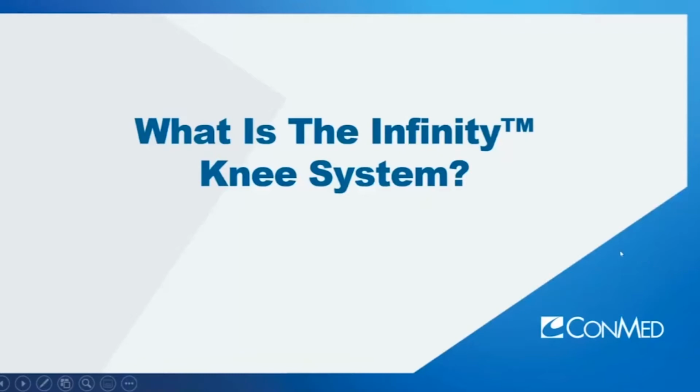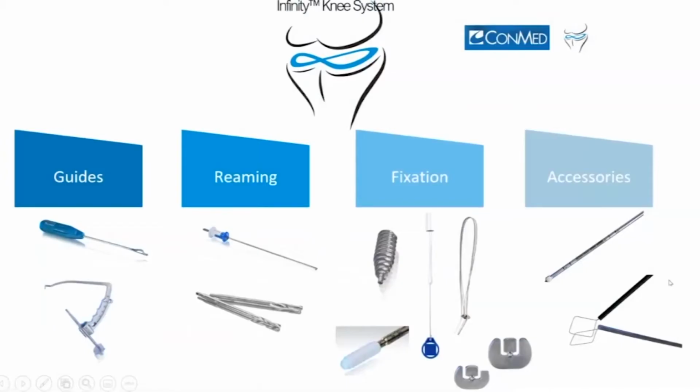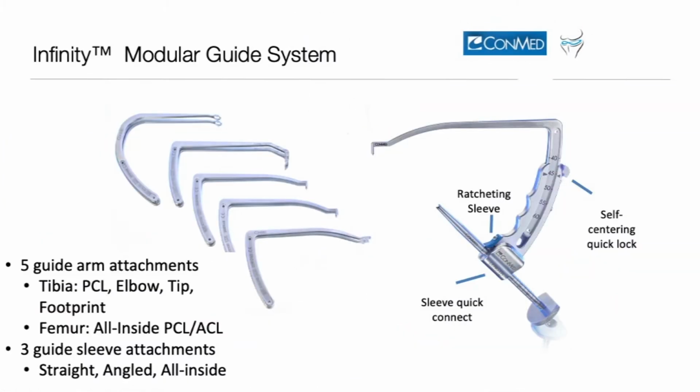So what is this Infinity knee system? Essentially, this is a whole new comprehensive and reliable ligament reconstruction system that will cater for every surgeon and combine the techniques that others have used before, to cover the needs that we have in reconstruction of the knee. Essentially, we've got guides, devices for reaming, fixation devices, and accessories. And the illustrations here are just some of those items that are now available. I'll spend a few moments going through those and putting it all together.